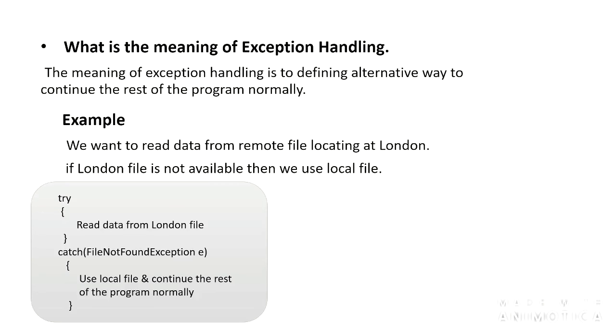If we do not provide an alternative way, the program will result in abnormal execution. So none of the statements are going to be executed. To solve this problem, we are going to learn exception handling scenarios.